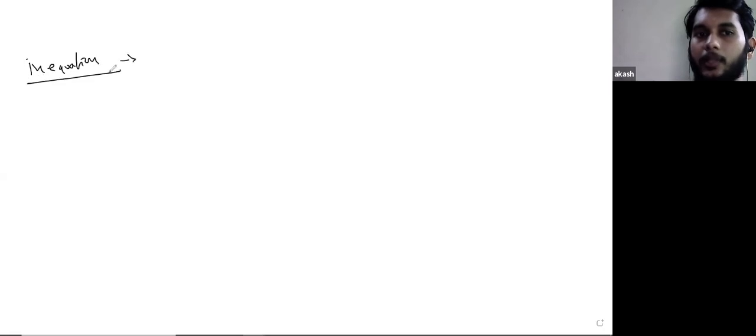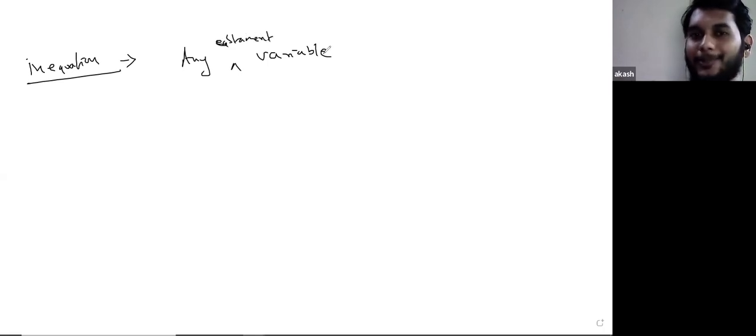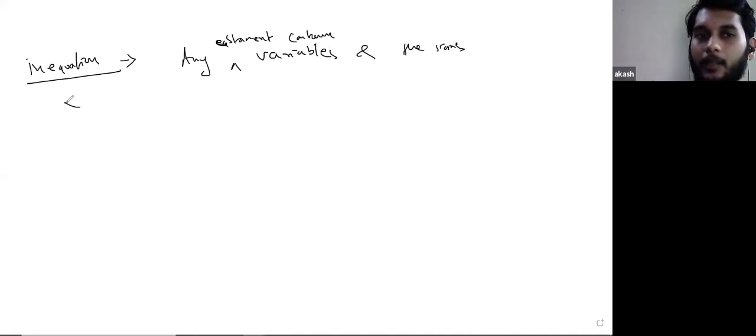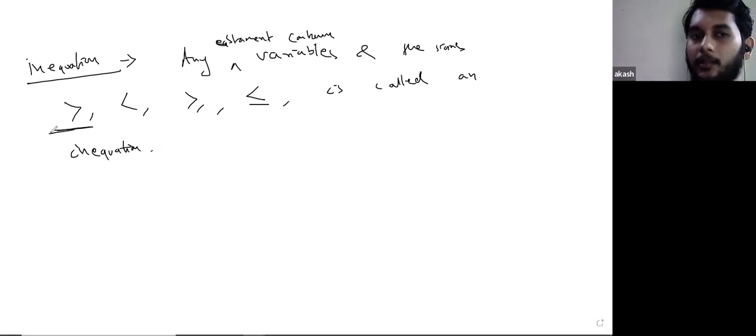Now, what is an inequation? Just the opposite of an equation. Any statement containing variables and the signs, this one, this one, this one, or this one, is called an inequation. My handwriting is really bad, so please tell me if you don't understand anything. All right. What is this sign?